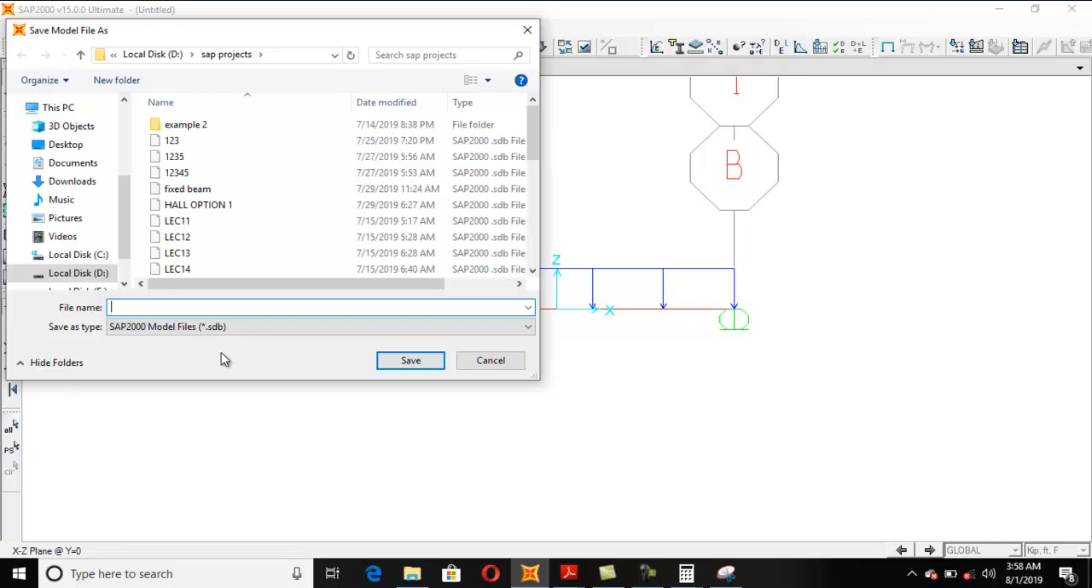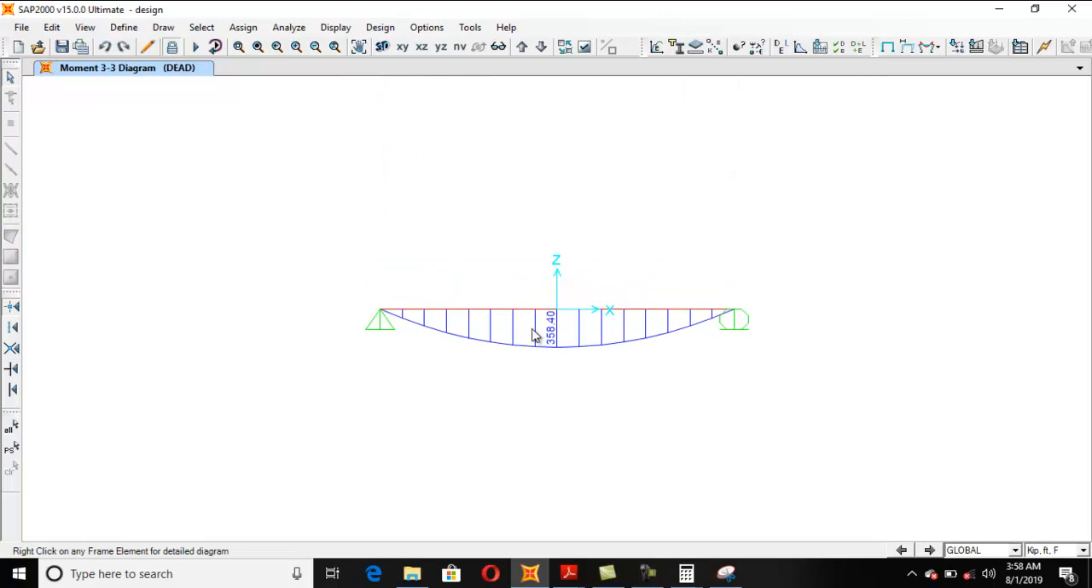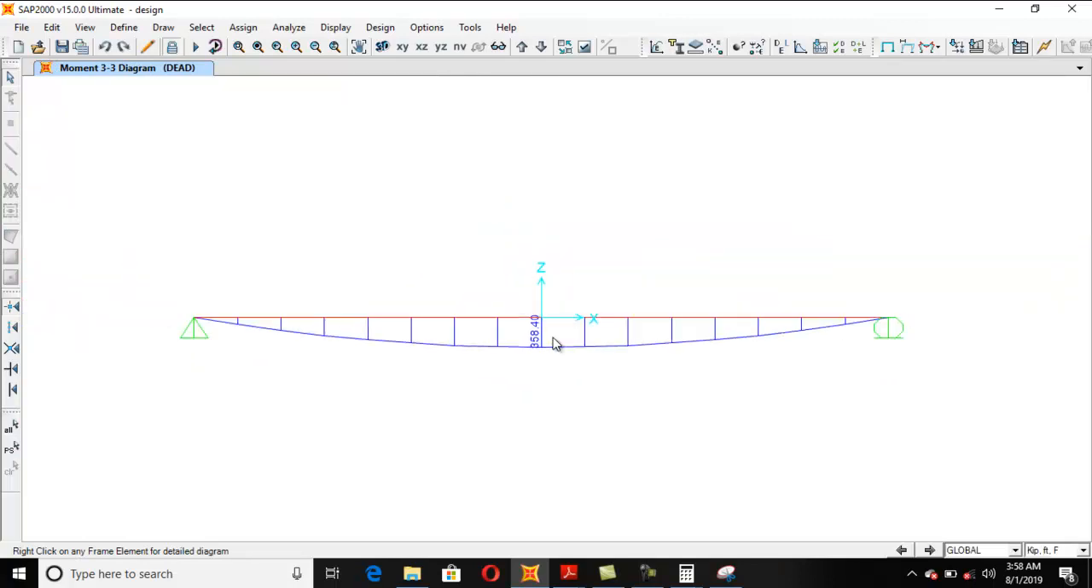That will be the design. Let's see. Now, this is your design moment. Clear? This is the maximum moment that comes out from the formula wL square by 8. So now this is the maximum value. Clear? Which lies at a distance of L at mid span.